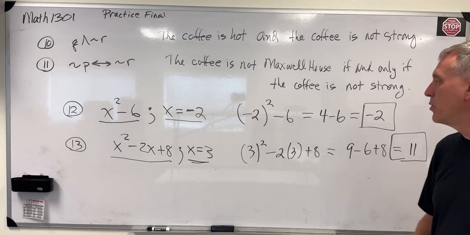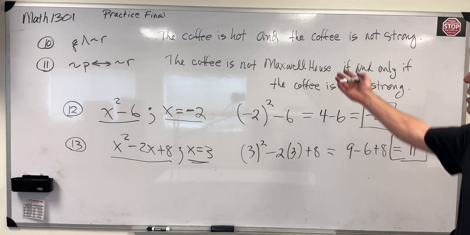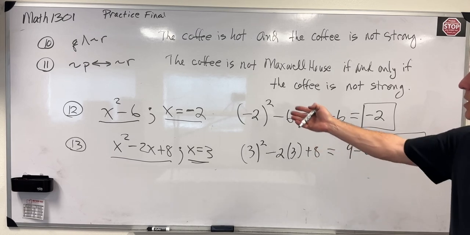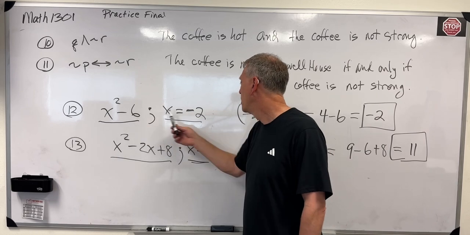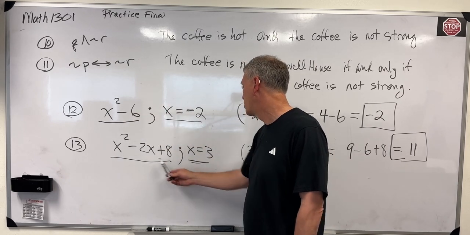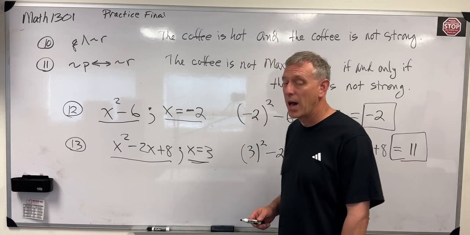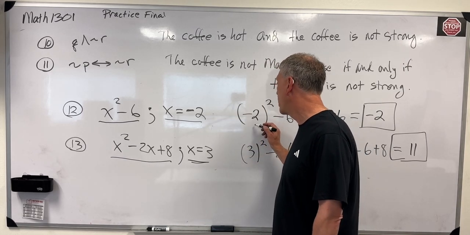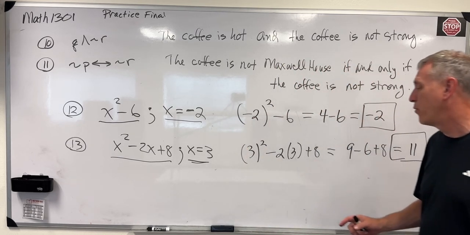That's questions 10 through 13 on the practice test. Very straightforward symbolic logic, very straightforward algebraic expressions, substituting in a value for them. So here's the expression, put x equals minus 2 in there. Here's the expression, put x equals 3 in there. Just be careful with the signs. If you're going to square minus 2, then the whole thing is squared. Minus 2 times minus 2 is a positive 4. Just be careful with the signs.